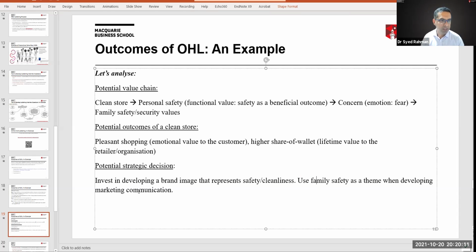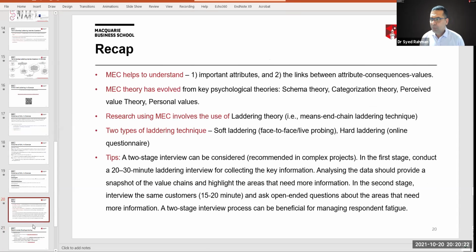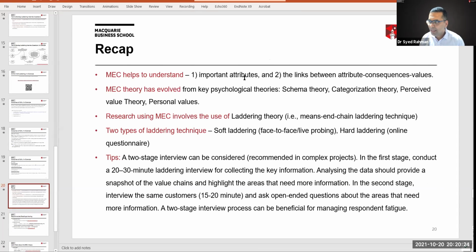And that's what all this information is. Once again, very simplistic, straightforward answer, but your research will give you more complex challenges. What else do I have? Recap, important attributes, and so on. There are two types of laddering, soft and hard laddering. And there are also some tips.